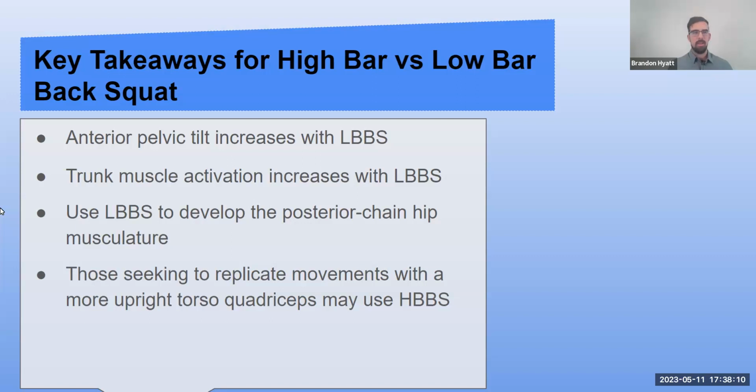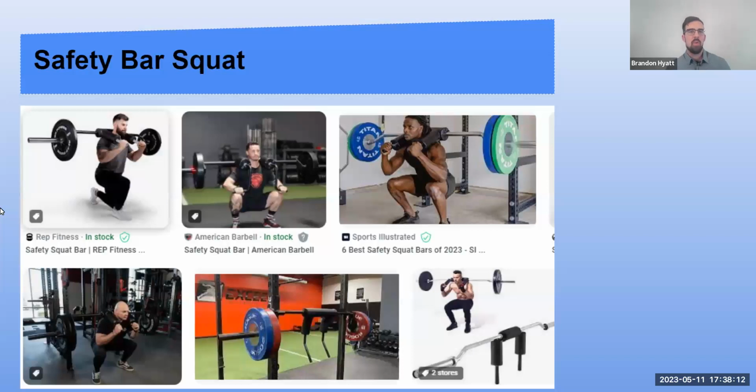All right, moving along to safety bar squat. Looking at these pictures, I want you to note the difference in the types of safety squat bars. Unlike a standard barbell that's 7 feet long, 45 pounds, 28 millimeter grip, there's a bunch of different styles of safety bars. So this is going to make researching the matter a little bit challenging.